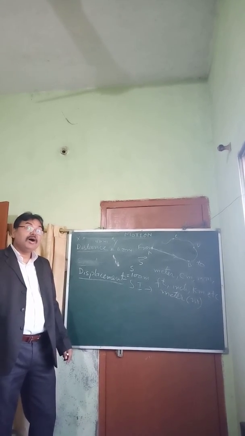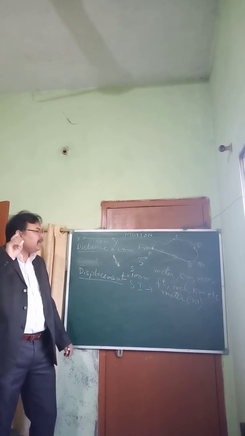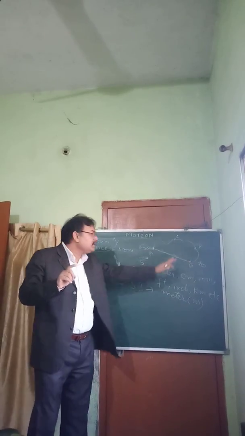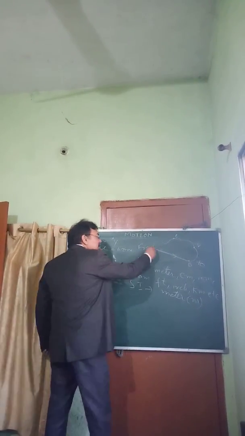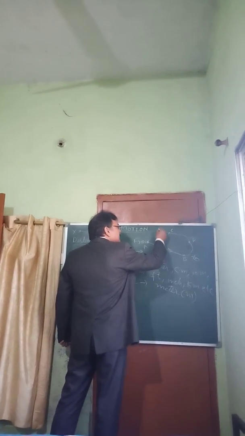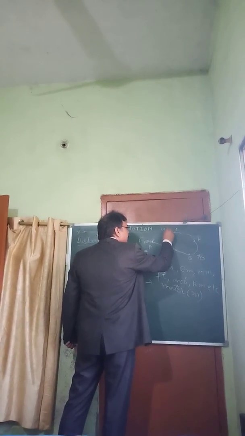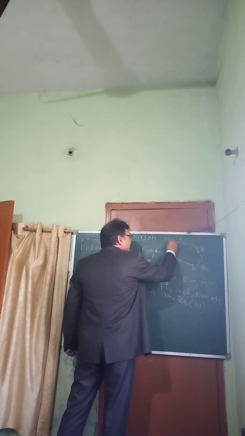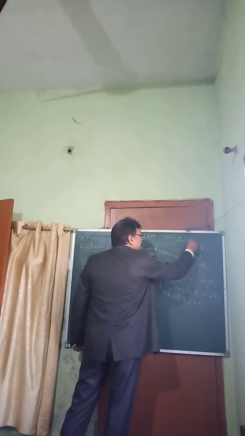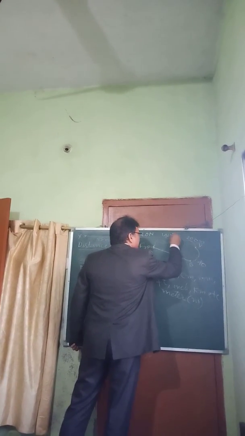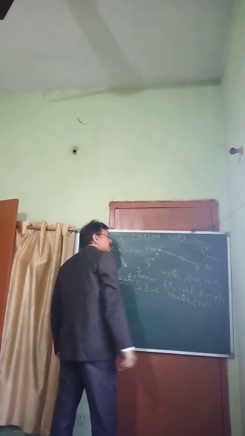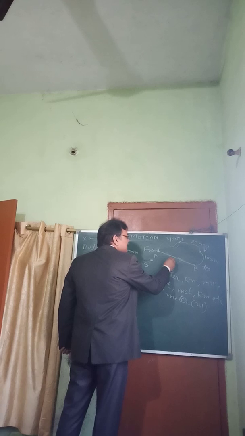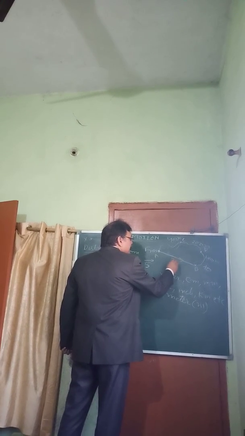Now the question arises, what about in this case? Is distance more or displacement more? See, this path is longer. Suppose this is 200 meter, this is 400 meter, this is 100 meter. So the total is 700 meter. And suppose this straight distance is 300 meter or 600 meter.